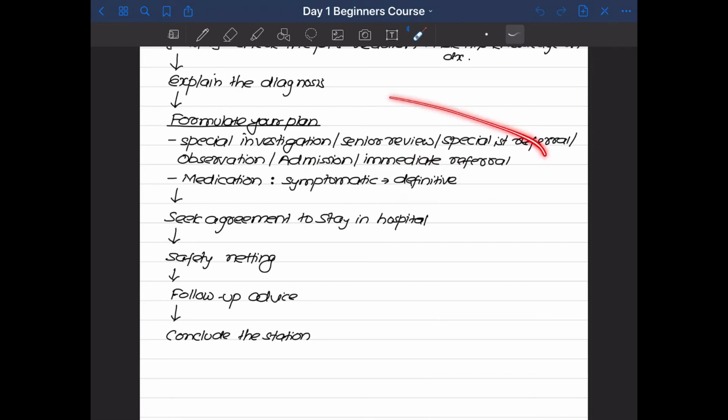Okay, now after you formulate your plan, it's very important to seek the agreement of the patient. For example, if you want to keep the patient in the hospital, you seek agreement. Are you happy with that? Are you happy to try that, if there is any medication involved? Then you have to also do safety netting. Safety netting are those symptoms which you are giving to the patient, telling them when to seek medical advice again. If the patient is being discharged or sent back home, then you give the follow-up advice on when to return. Okay, and finally you conclude the station by saying, is there anything else that you would like me to answer? And this way you give the holistic plan.